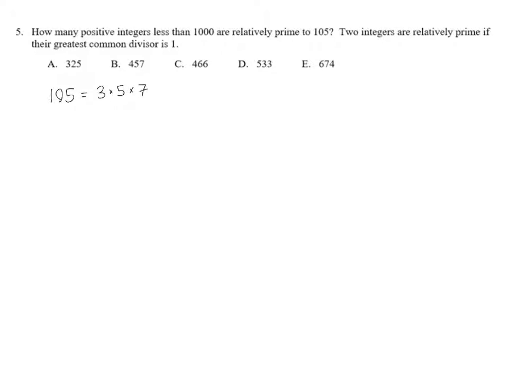So what we're looking for is positive integers less than 1,000 that are not divisible by 3, 5, or 7. Well, we know that there are 999 positive integers less than 1,000. If we want the ones that aren't divisible by 3, that's going to be about 2/3 of them, because if you're looking at a large set of consecutive numbers, every third one is divisible by 3. So about 2/3 of them are not going to be divisible by 3.